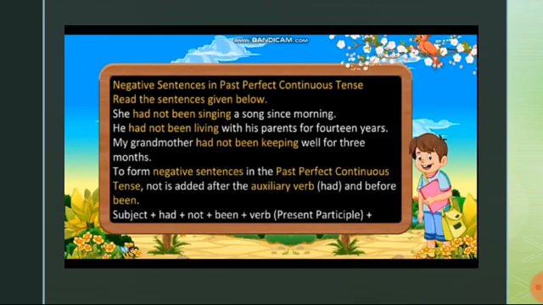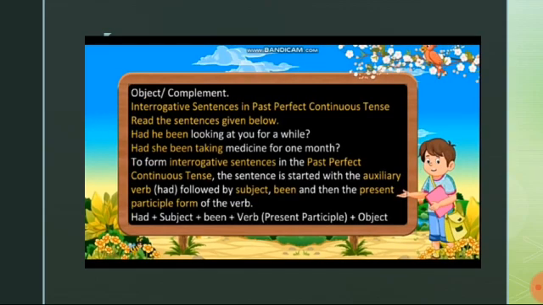Now here we have the negative sentences in past perfect continuous tense. So for negative sentences, we will use not after the helping verb had. She had not been singing a song since morning. He had not been living with his parents for 14 years. My grandmother had not been keeping well for 3 months. So the negative is formed by adding not after the auxiliary verb had and before been. So verb form is subject plus had not been plus verb in present participle form plus object.